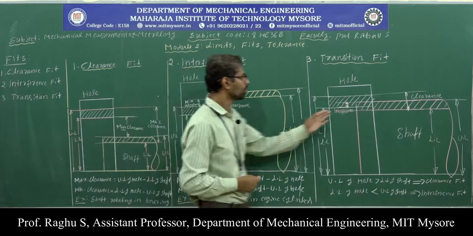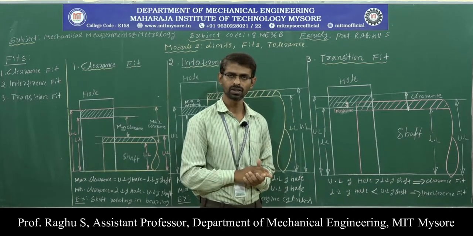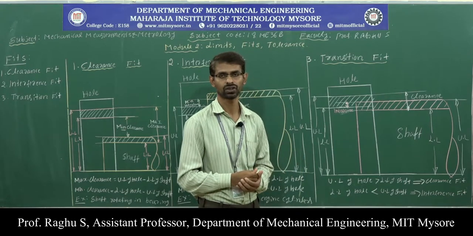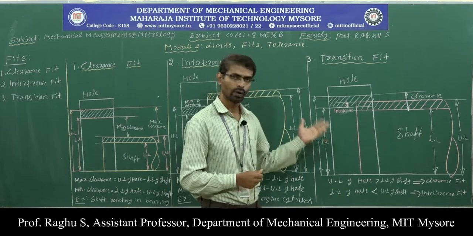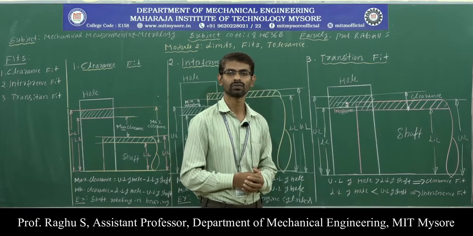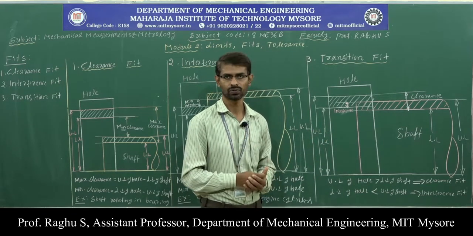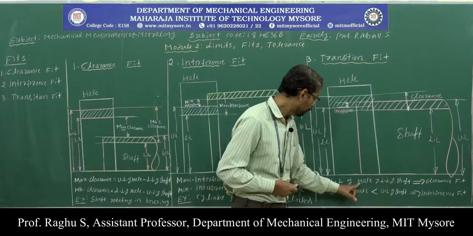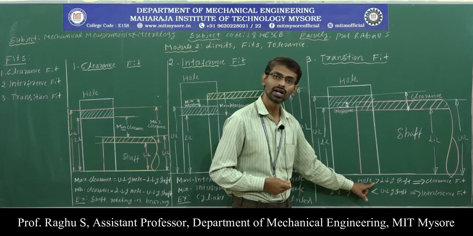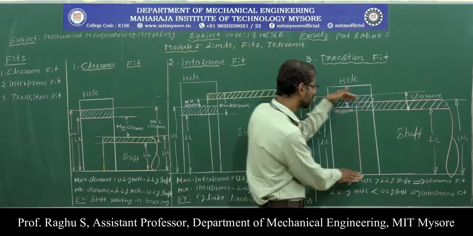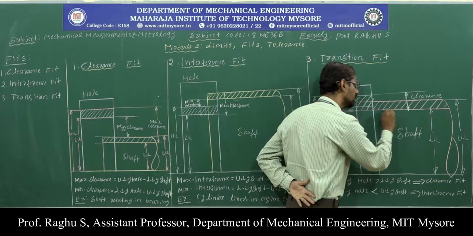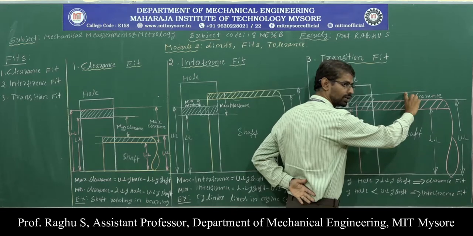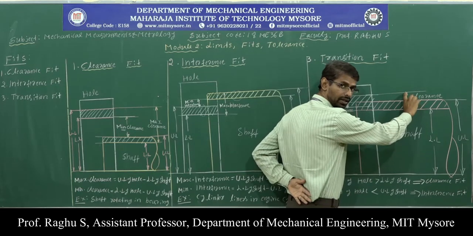Now coming to transition fit. Transition fit means a fit which provides either interference fit or clearance fit. Sometimes it provides clearance fit and sometimes it provides interference fit. So when will we get clearance fit and when will we get interference fit? We have a condition. When upper limit of hole is greater than lower limit of shaft, this is the lower limit and this is the upper limit of hole, we will get the clearance fit, meaning a small gap exists between shaft and hole.